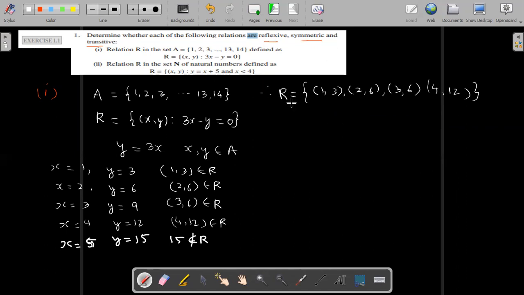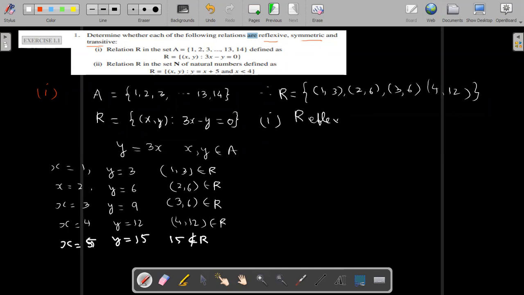Now you have two ways of writing. When it is not reflexive, you can take one example and show that it does not belong to R, therefore it is not reflexive. Or you can do it by the definition also. If you put x, then 3x minus x, 4x is equal to 0, x is equal to 0, and 0 does not belong to R, therefore it is not reflexive. So both ways are correct. Okay, so first we are doing reflexive.